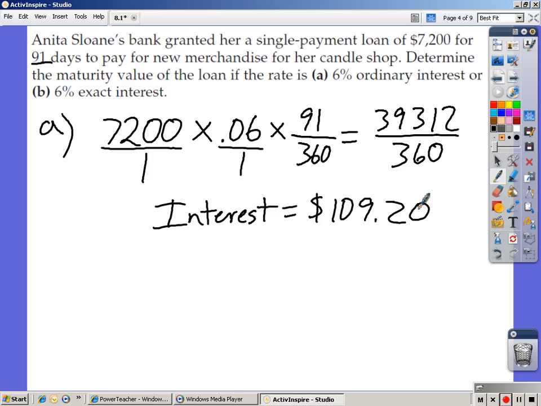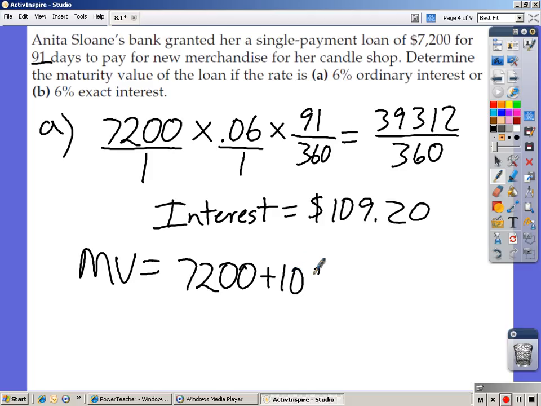Now, in order to find the maturity value, all you have to do is take the principal amount of money that you borrowed, $7,200, plus the interest that you just found of $109.20. Add those two together, the maturity value with the ordinary interest is $7,309.20.